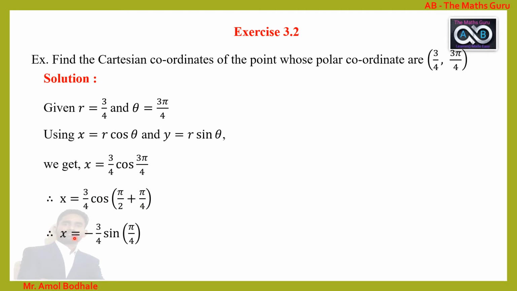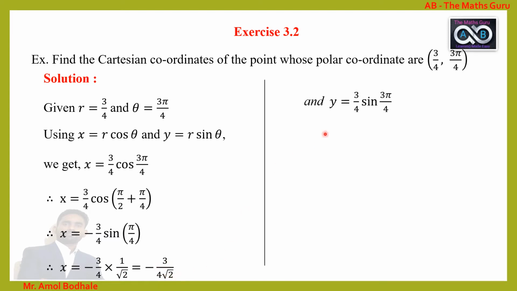So here minus 3 by 4 sin of pi by 4. Cos of pi by 2 plus theta is minus sin theta, and sin of pi by 4 is 1 by root 2. So we can write x is equal to minus 3 by 4 into 1 by root 2, that is minus 3 by 4 root 2.